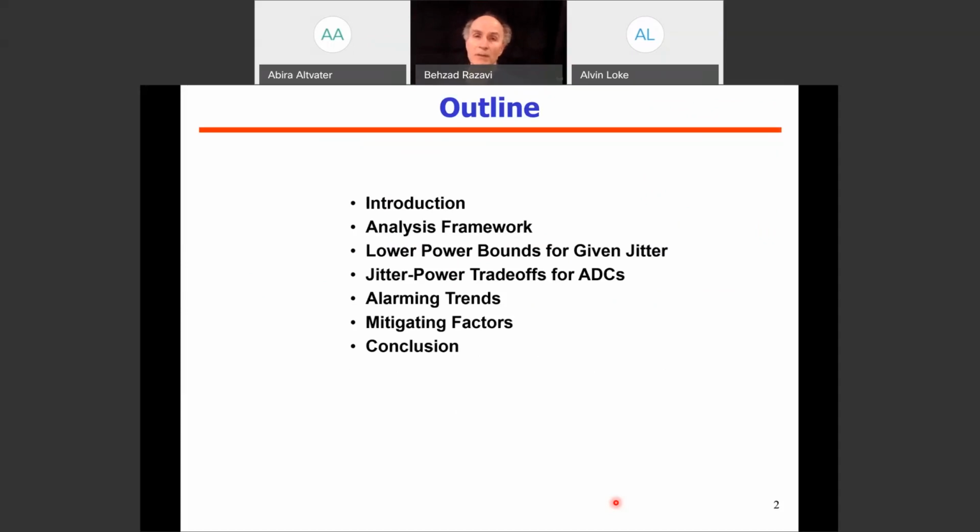Then I will use this framework to obtain some lower power bounds for the power consumption of the PLL, and in particular the VCO, if we are to meet a certain jitter requirement. And then I'll extend this to the jitter power trade-offs for analog to digital converters, trying to see what jitter we can tolerate for a given SNR penalty in the A to D, and then eventually how much power consumption that translates to. And then finally, I will present some trends that seem quite prohibitive in terms of power consumption, and we'll talk about some mitigating factors that hopefully will ease these trade-offs and summarize with a conclusion.